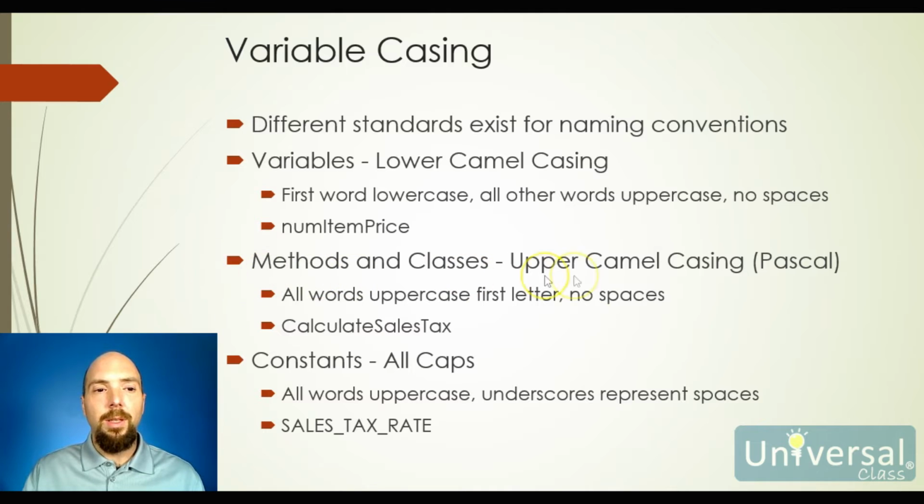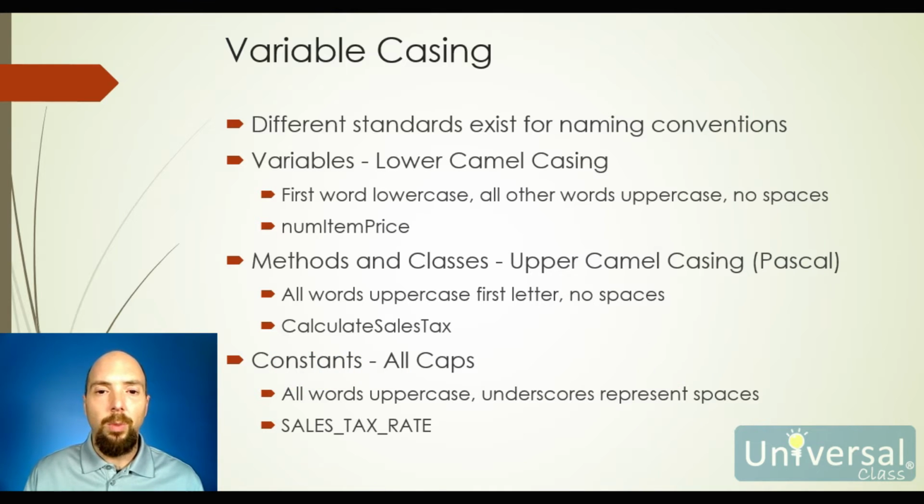Alright, so then we have methods and classes. Then we use what's called upper camel casing, which is also known as Pascal casing. And the difference is that every single word that we use to make up our name has a first letter that is capitalized. So in this case, if I look at this and I say CalculateSalesTax, you'll see that the C, the S, and the T are capitalized. And what I can do is I can look at this and say, okay, well that's lower camel case, so therefore this must be a variable. And this is upper camel case, so it must be some sort of class or method or object. It just makes it a little bit easier to figure out what things are variables and then what things are objects.